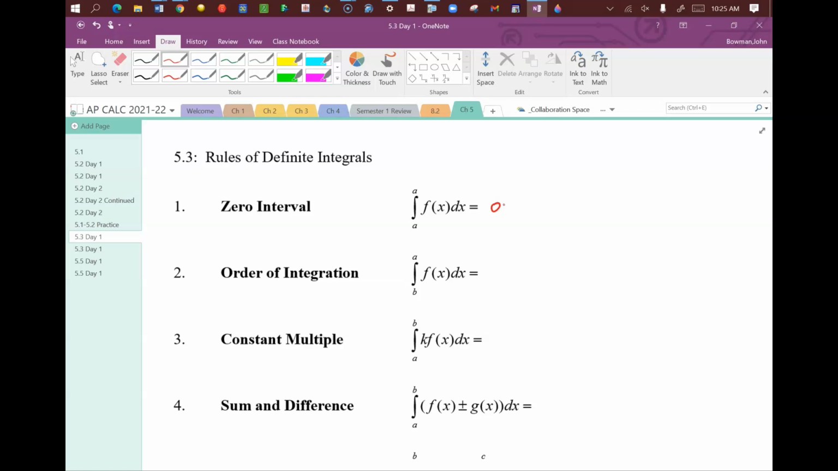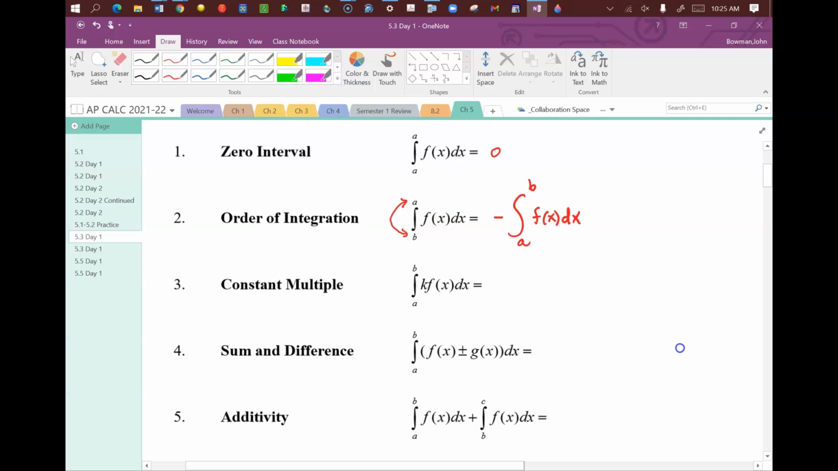It turns out, similar to the fact that area over the x-axis is considered positive and area under the x-axis is considered negative, when we switch the order of integration, it is going to be the opposite. So if we take the integral from a to b of f of x dx and we switch the limits of integration, it changes the sign of the result.